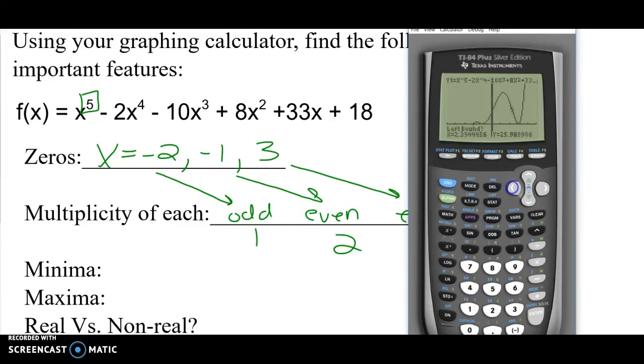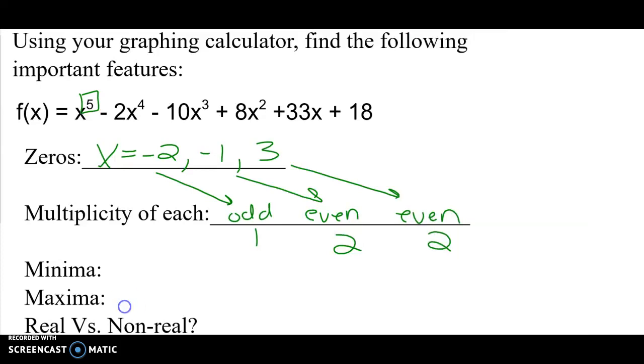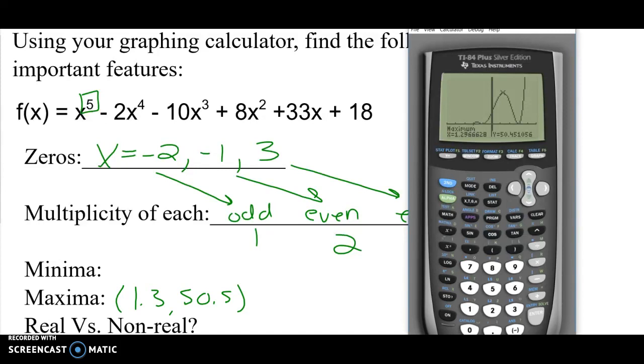And it's the same thing as the zeros. You have to go to the left of the hill. So I'm doing the big hill right now. Left of the hill, right of the hill, and guess in the middle. Now that is not pretty. So this is a scenario in which you would definitely need your graphing calculator. So one of our maximas, we can round it to the nearest tenth. That's fine. So let's call it 1.3, 50.5. Okay, and then I'm not going to do it now, but you would do another one for the other hill.